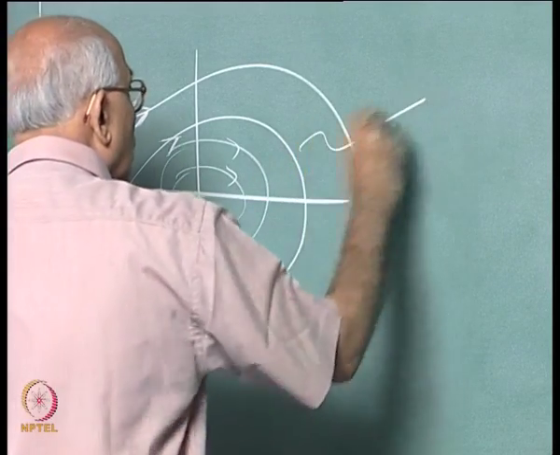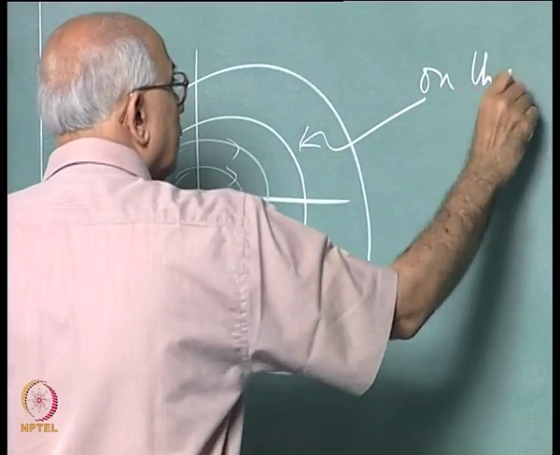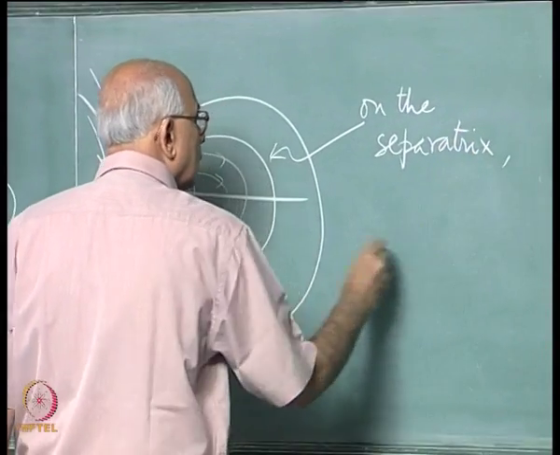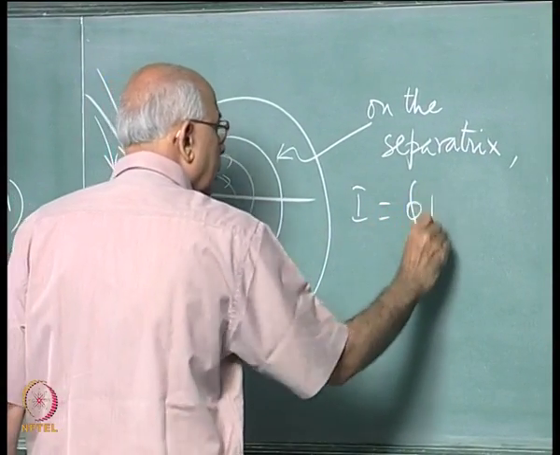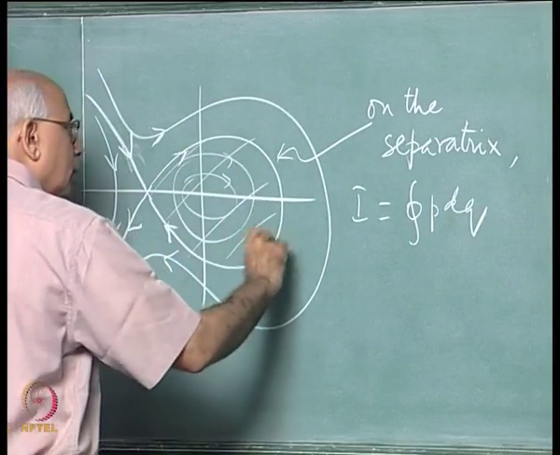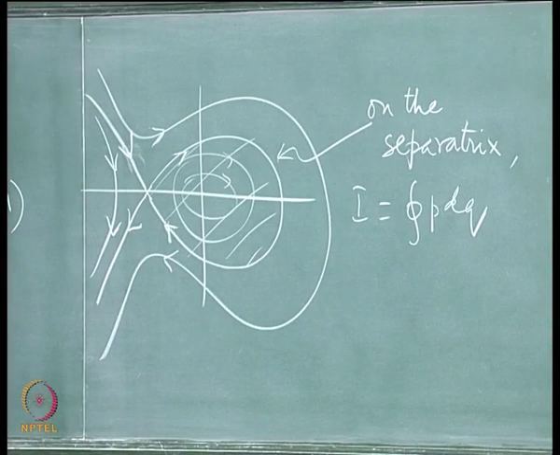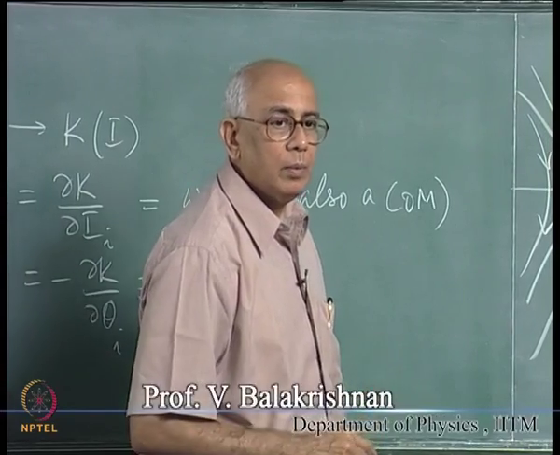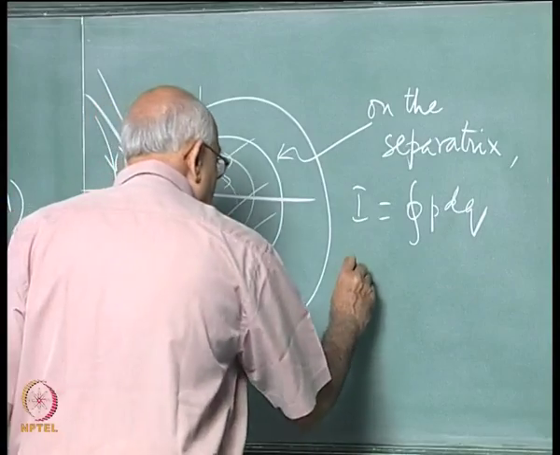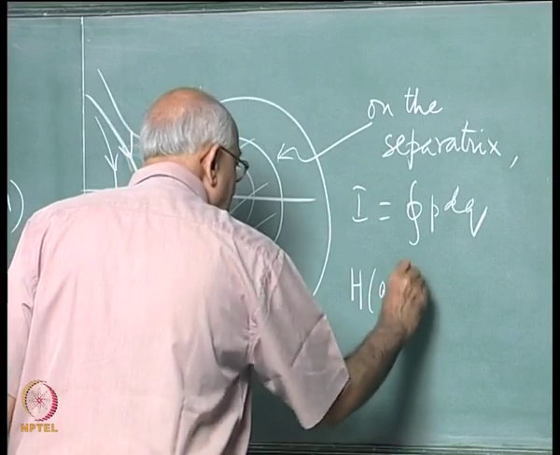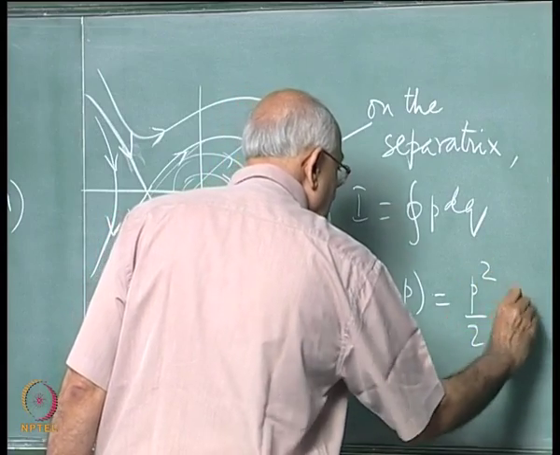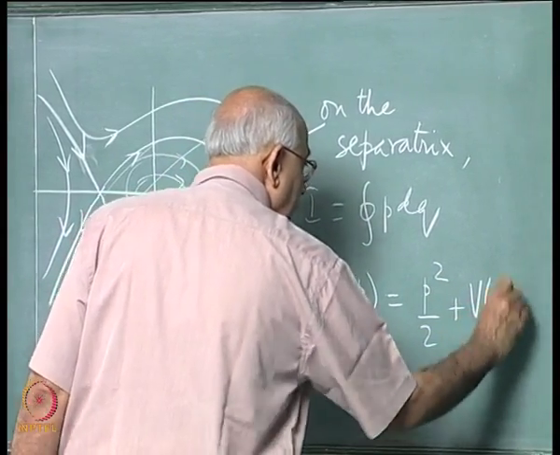So we'd like to know, on the separatrix, the action, which is the integral of p dq, and geometrically is nothing but the area enclosed by this loop. And we know the equation to this loop. We know what p is on this loop, because if you recall, the Hamiltonian H(q,p) in that particular problem was equal to p squared over 2 times the mass, if you like, plus V of q.